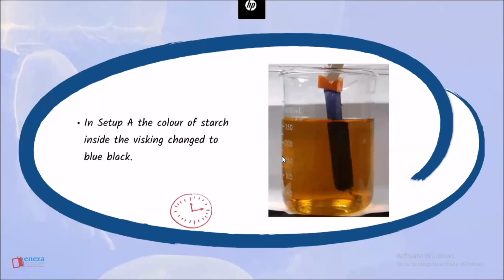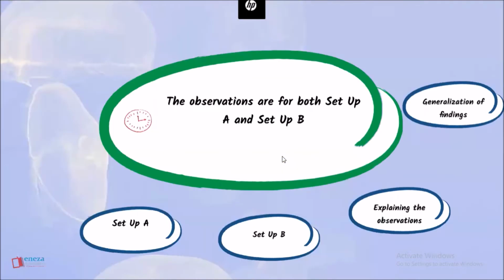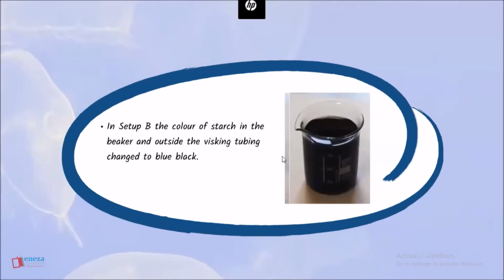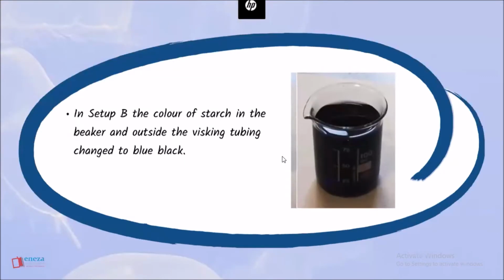in setup A, the color of starch inside the whisking tubing changed to blue-black, as we can see in that image. We have the iodine solution in the beaker, but in the whisking tubing, we are seeing a change of color to blue-black. In setup B, the color of starch in the beaker and outside the whisking tubing changed to blue-black. So this is what is expected to be seen after successfully completing the procedure.